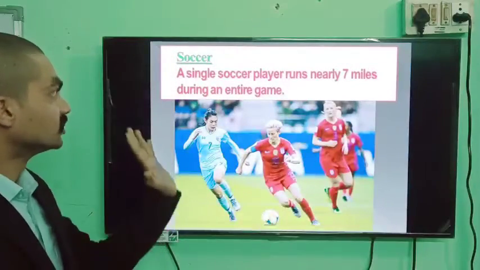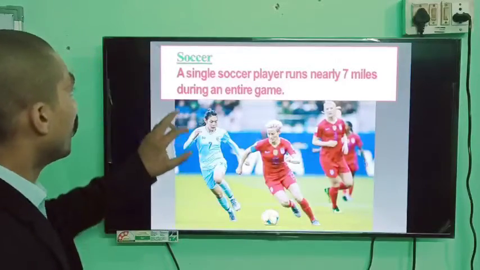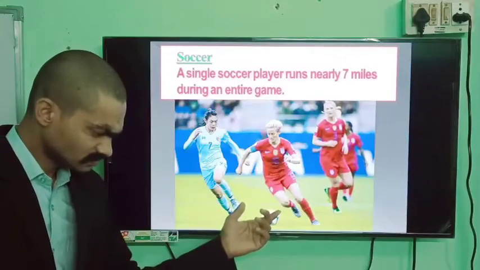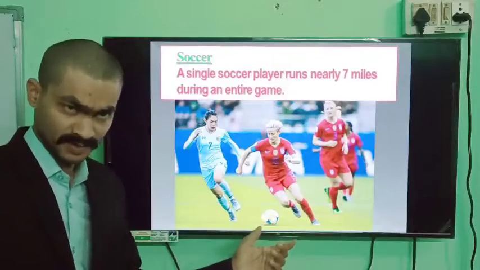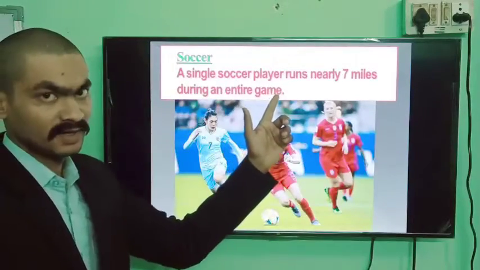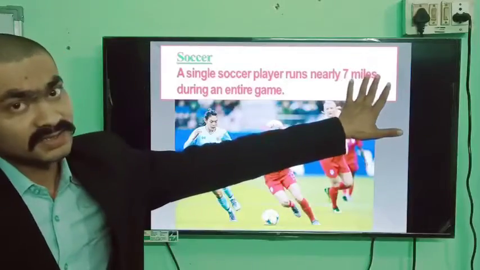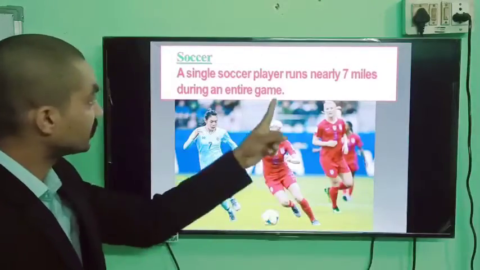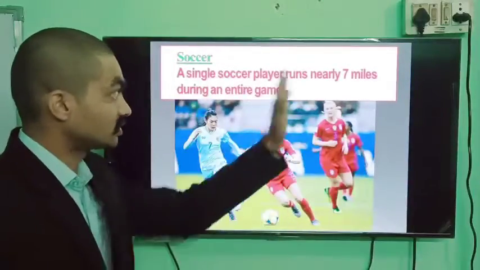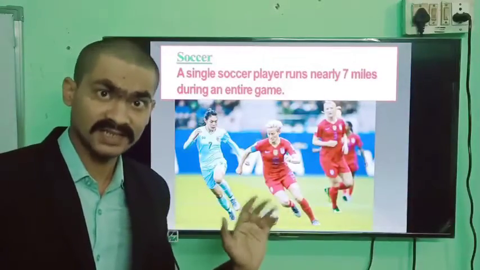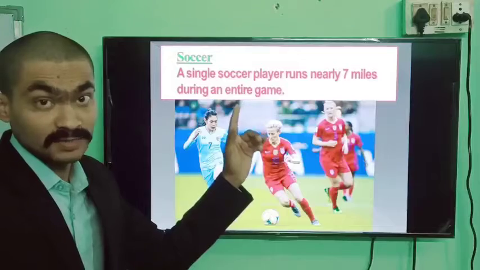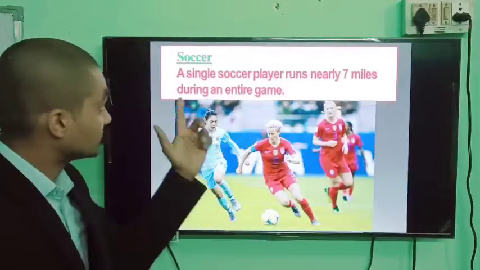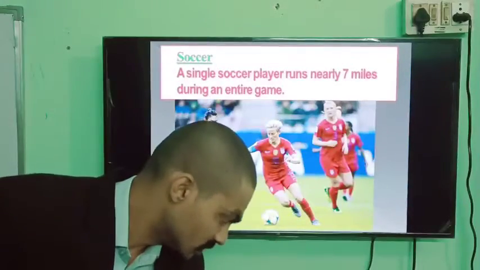Now, about soccer, one fact is given. A single soccer player runs nearly 7 miles during an entire game. Soccer is a kind of football game in which a player covers about 7 miles in the entire game. One mile contains around 1.6 kilometers, so about 11 kilometers is traveled while a game called soccer is played. So this is soccer.